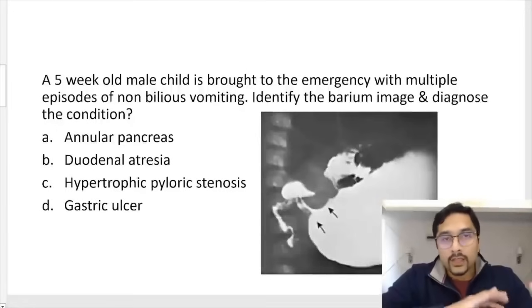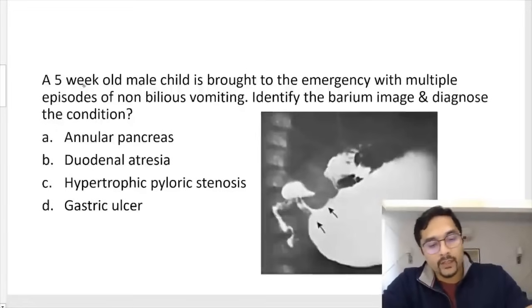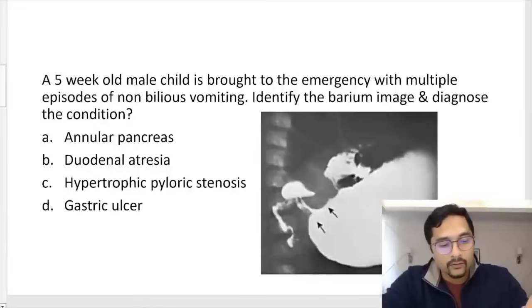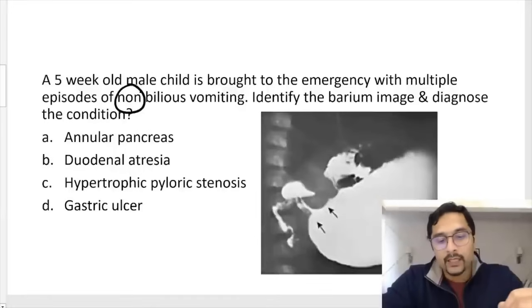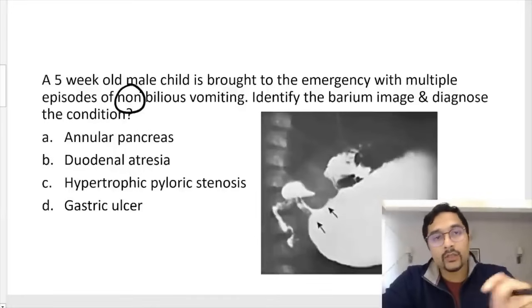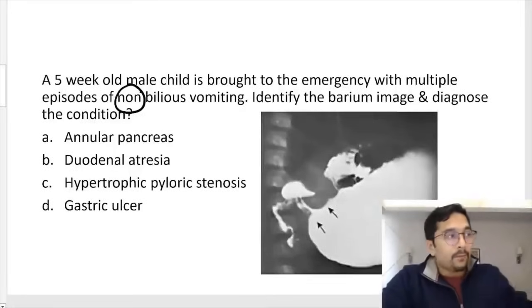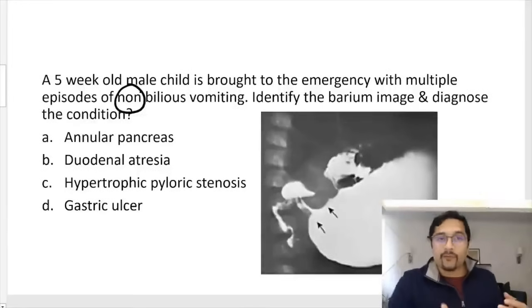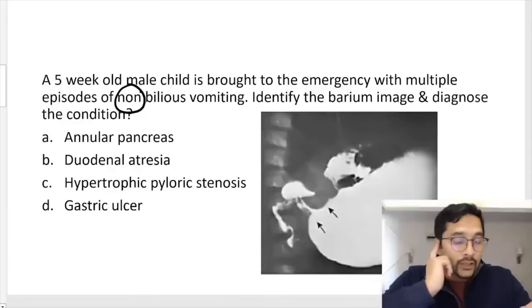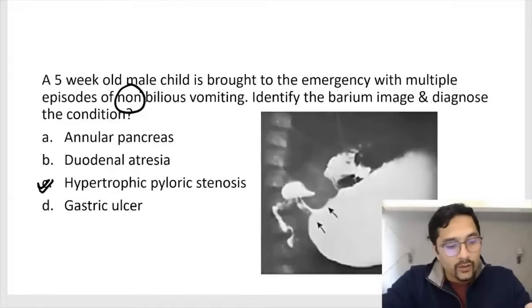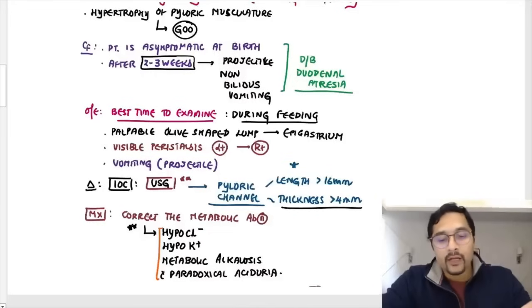Okay. So, just to reiterate what we've discussed in the previous question, you have a 5-week-old male child brought to the emergency with multiple episodes of non-bilious vomiting. Why non-bilious? Because the obstruction is in the stomach, and bile comes in at the duodenum. So, the obstruction is before that. This is the mushroom sign which I just showed you, seen in hypertrophic pyloric stenosis. The investigation of choice is ultrasound, and the best time to examine the child is during feeding.